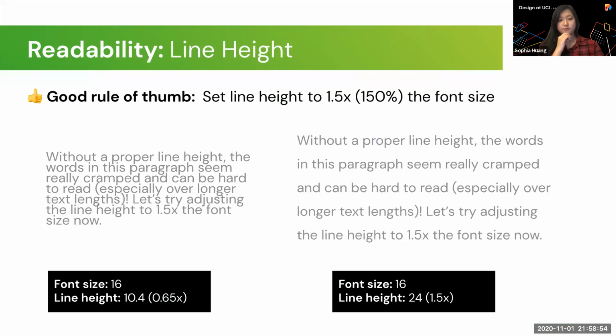And so for line height, if you're ever confused, a really good rule of thumb to follow is to set the line height to 1.5 or 150% of the font size. In these examples, the font size is the same, both 16. But on the left, I did a line height of just 0.65, and on the right, I did the 1.5 suggestion.